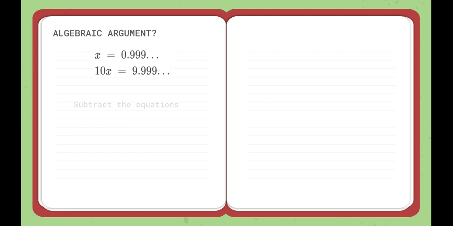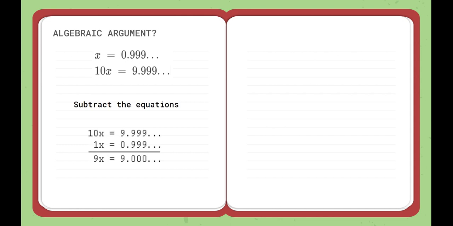Still skeptical, are you? How about some simple algebra instead? The expression 0.9 repeating has a value. We'll call it x. Multiply this equation by 10, and we'll subtract these equations. Get x equals 1. So 0.9 repeating equals 1.